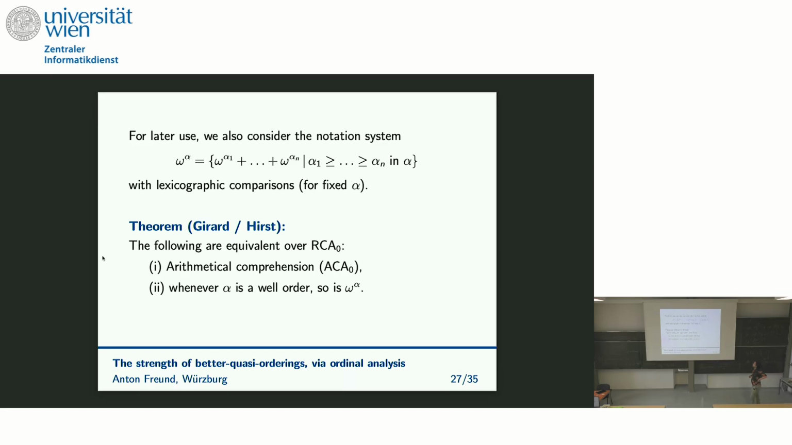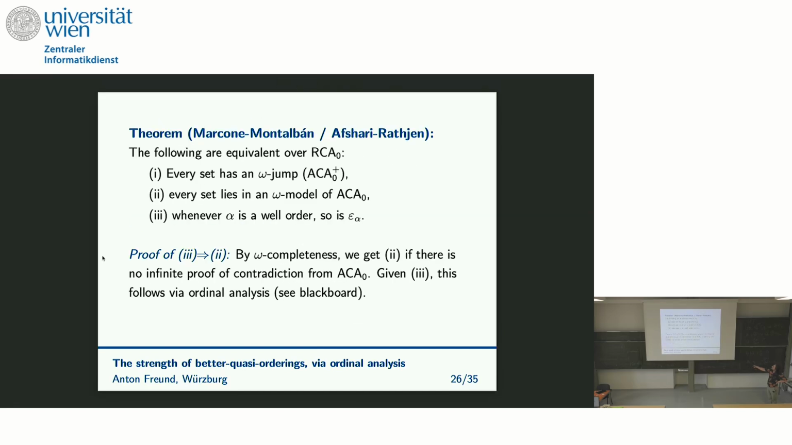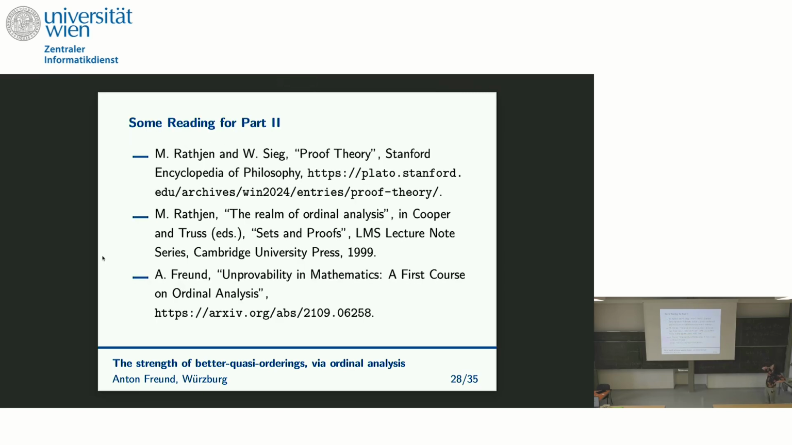And then there's this theorem by Girard and Hirst, which says that also over RCA0, the following are equivalent: arithmetical comprehension, and this transformation here, whenever alpha is well-ordered, so is omega to the alpha. Right, so in a sense, the omega corresponds to a one jump, and then epsilon alpha corresponds to the omega jump. This we will also need in part 3. Ordinal exponentiation is the same as arithmetical comprehension.